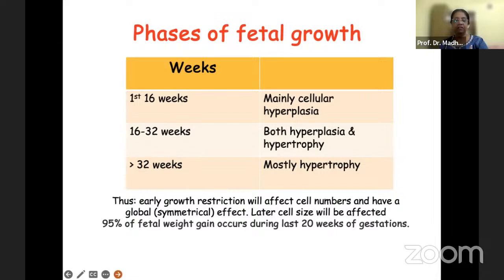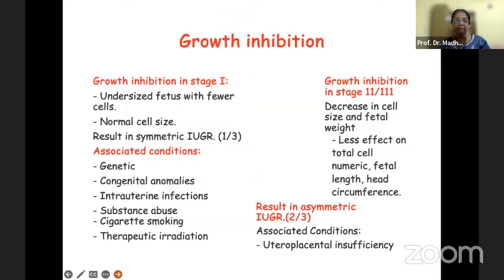Thus, early growth restriction will affect cell numbers and have a global or symmetrical effect. That is, as I said, the baby's head, the length, and the weight all will be small. It will be symmetrically small. Later, only the other parts of the baby are small, but the head is preserved, which is called sparing.